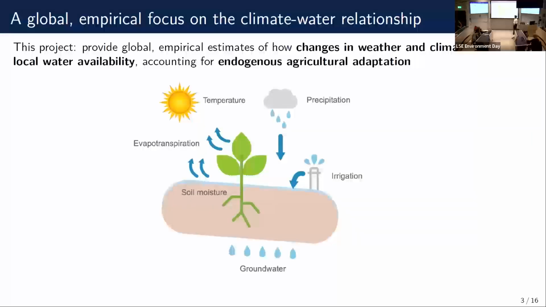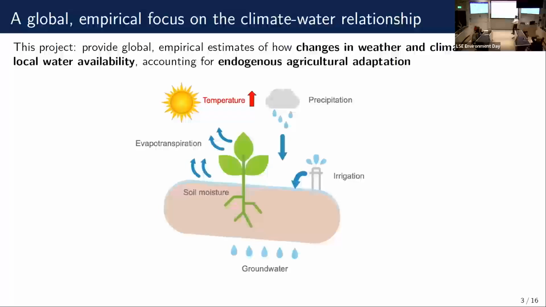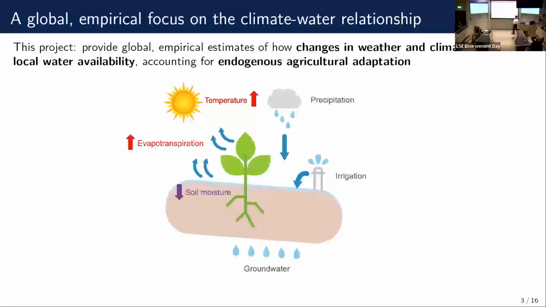So here we have a representative crop. This crop is fed by both rainfall and irrigation. This water permeates the soil, a portion of which recharges groundwater beneath the Earth's surface, and another portion of which is released back into the atmosphere through evapotranspiration. So let's consider the impact of a particularly hot day. On a hot day, evapotranspiration increases as more water is released from the soil through evaporation, and plants release more water through transpiration, and soil moisture decreases.